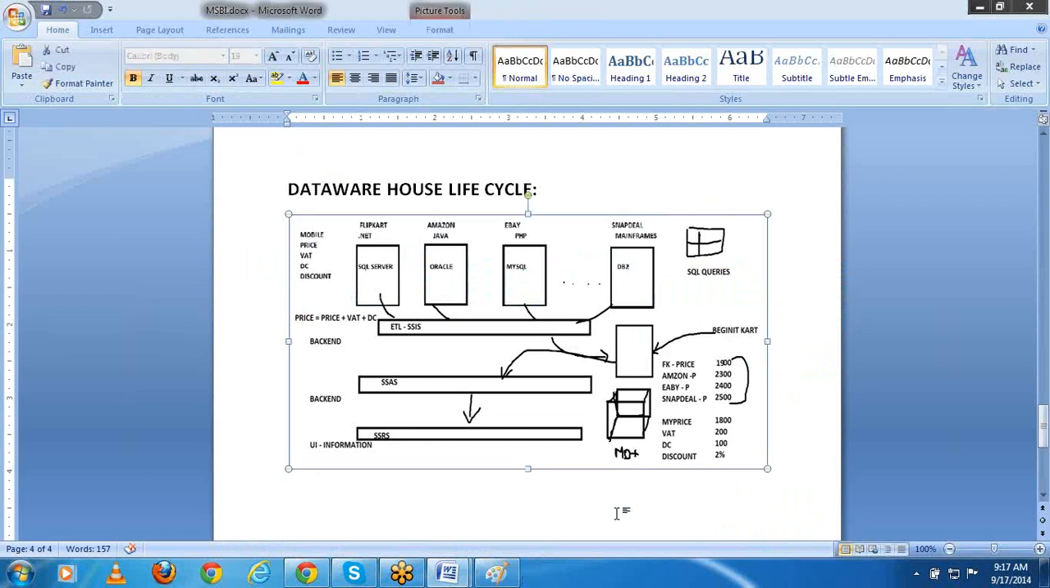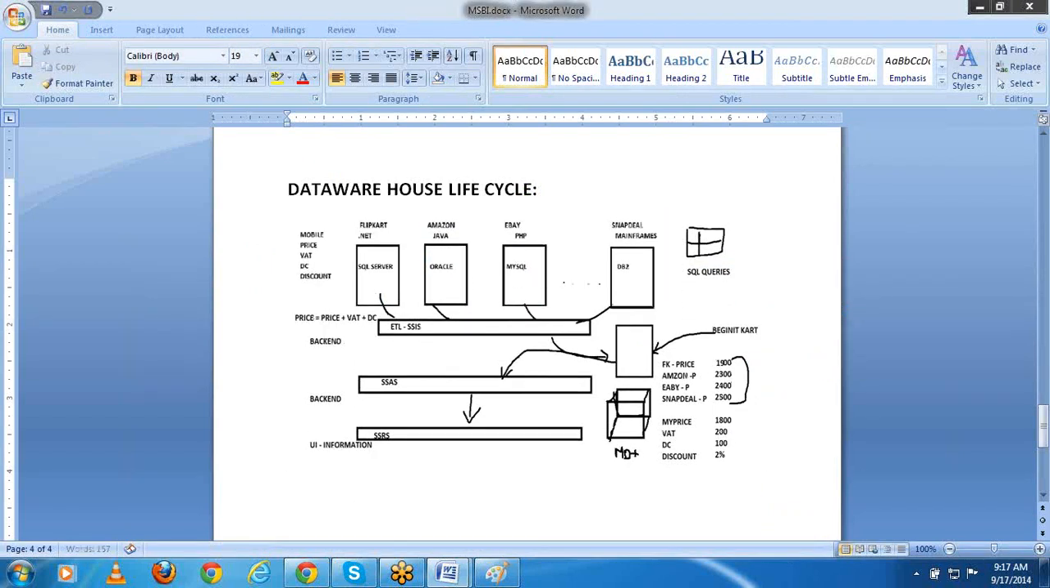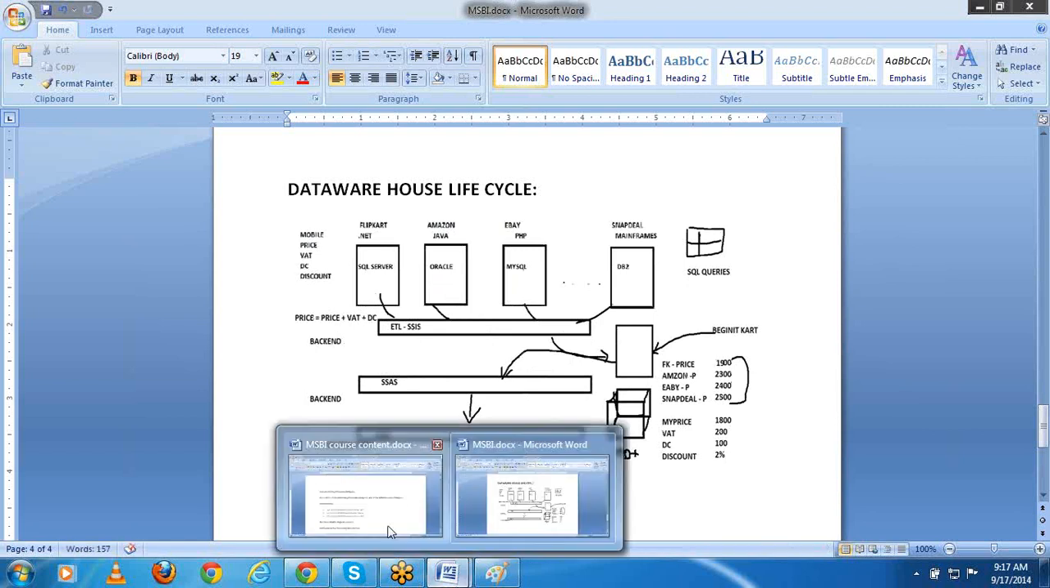Okay, I hope you are fine till now. Next, I am going to end by showing the syllabus. See, this is the syllabus which we are going to cover.